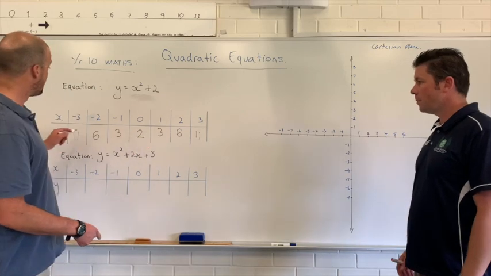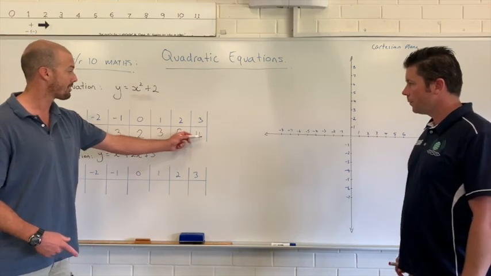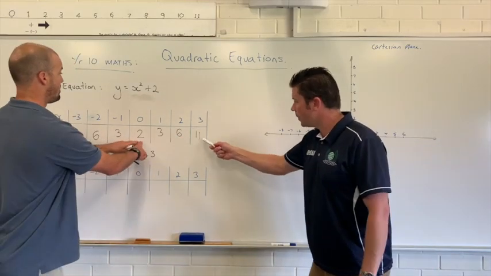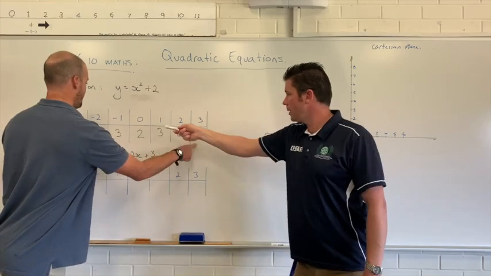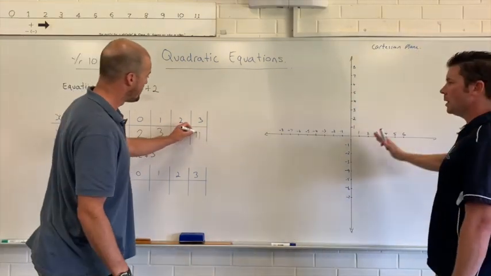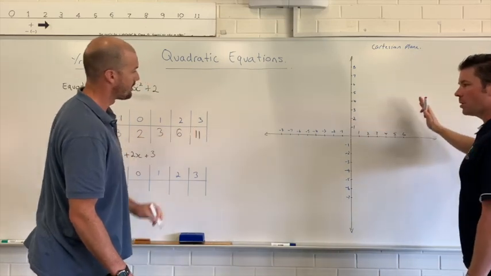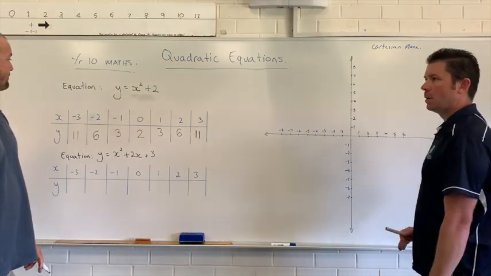So you notice we go down, hit the bottom there, and then we go back up. It's interesting that this is 11, that's 11, this is 6, 3, 3, and then 2 in the middle. So it's a parabola, isn't it? If we were going to plot that, where would the y-intercept be?